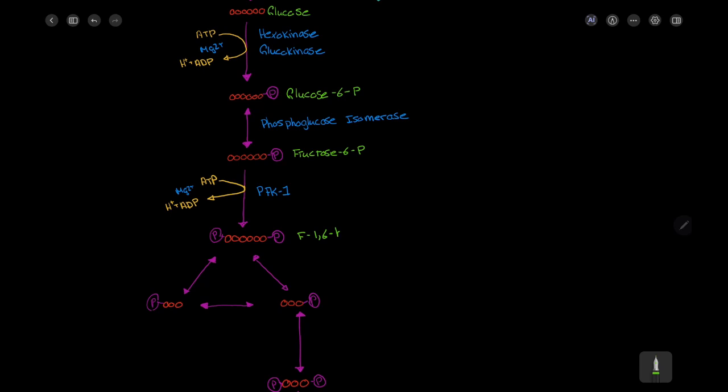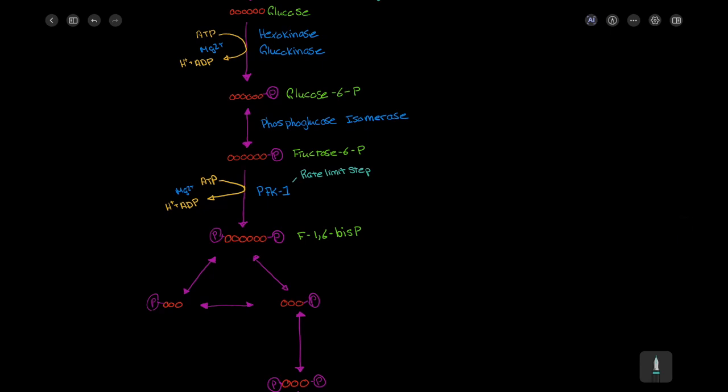For this new molecule, we're going from a fructose 6-phosphate, adding another phosphate to carbon 1, we get fructose 1,6-bisphosphate. This "bis" means the phosphates are on 2 separate atoms, in this case carbon 1 and carbon 6, while with diphosphates like ADP, we have the phosphates together in a chain. This enzyme, the PFK1, catalyzes our rate-limiting step.